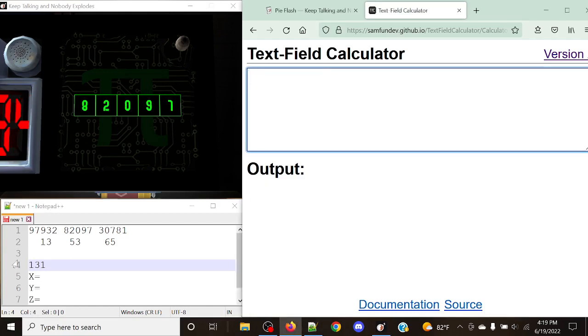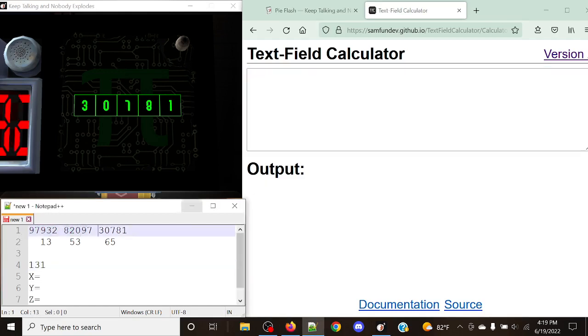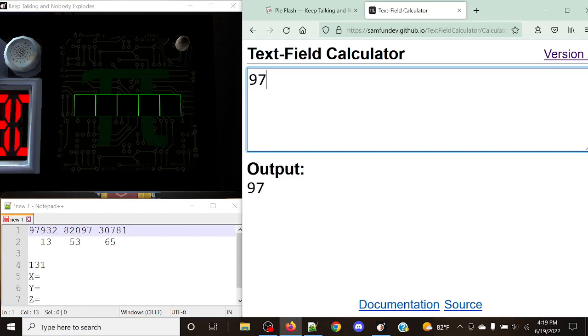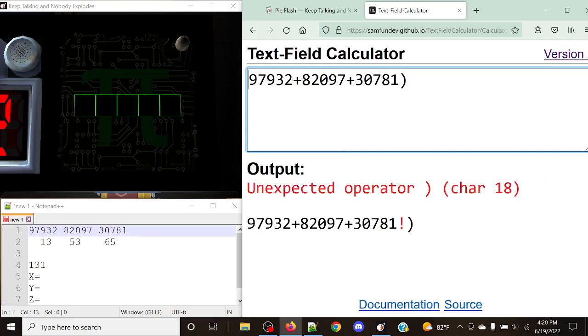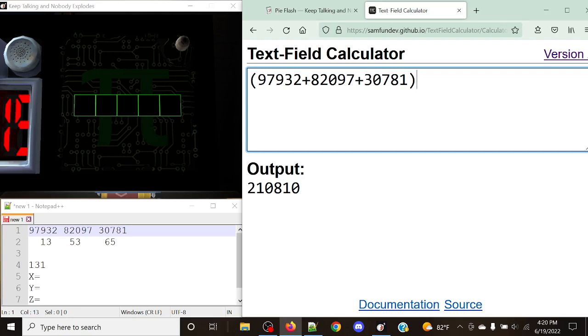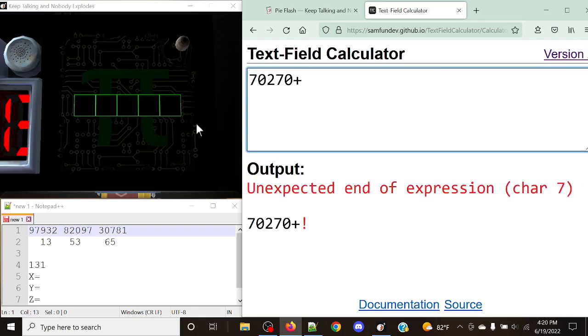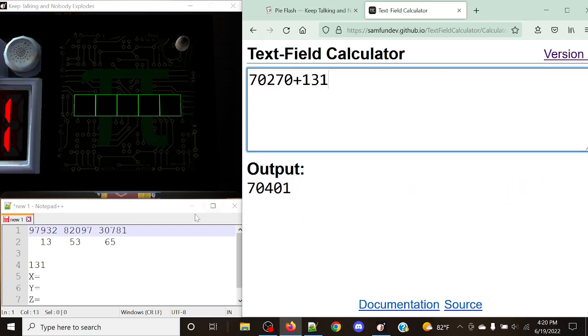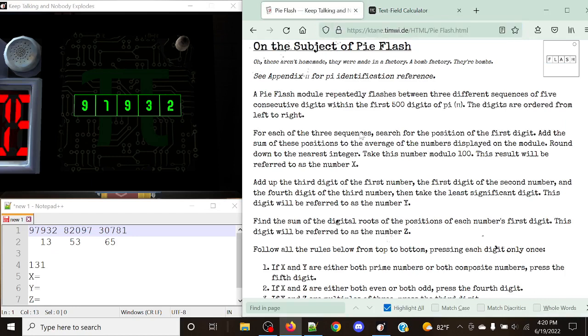And now let's do the average of our displayed sequences. So we have a 97932 plus an 82097 plus a 30781. Let's bracket this stuff off. And now let's divide each of these guys and give us our average by 3. So we're going to copy this answer here, and now we're going to add the 131 we had beforehand, and we're going to get a result of 0, 1, or 1 for X.